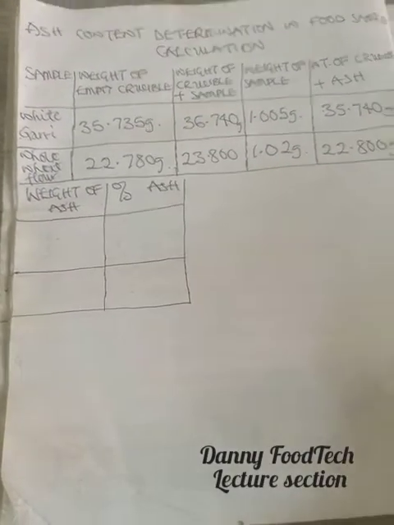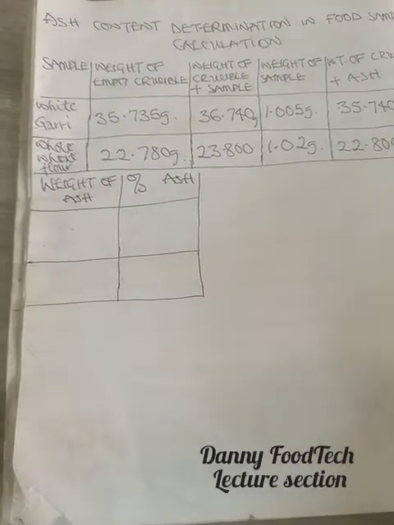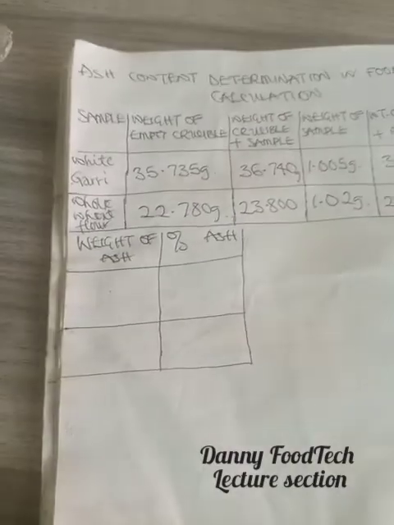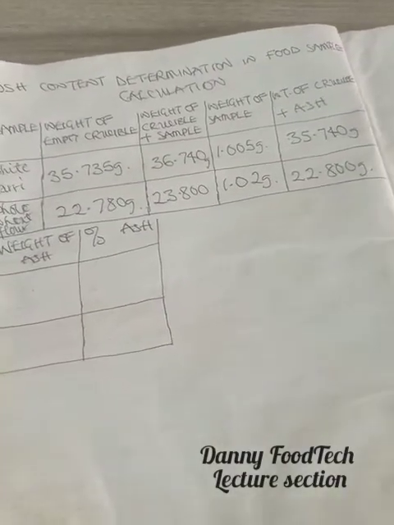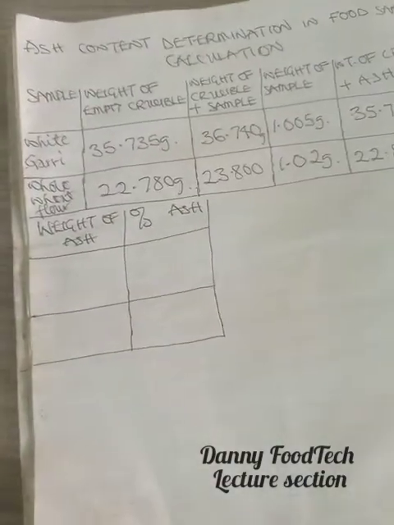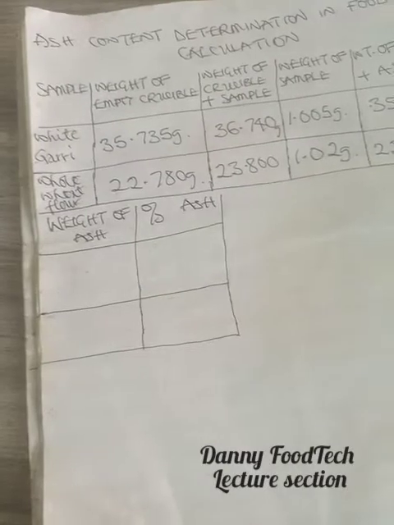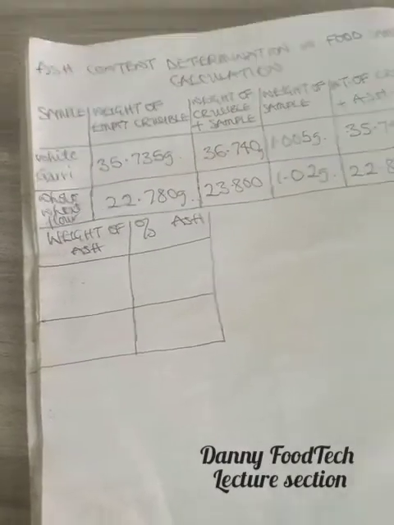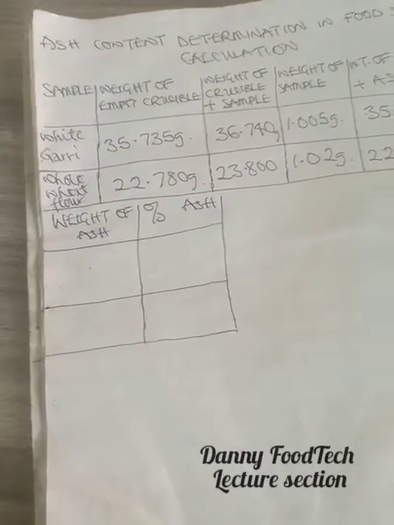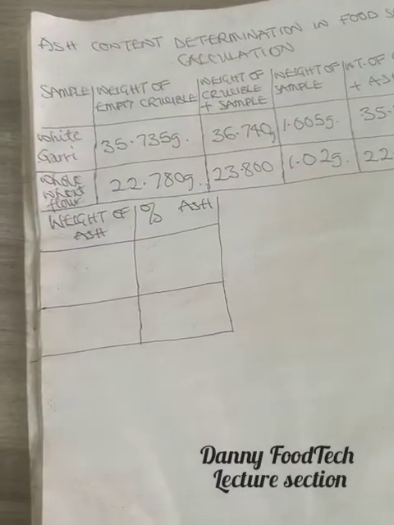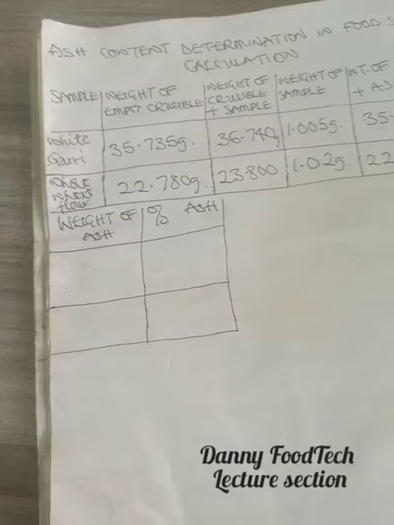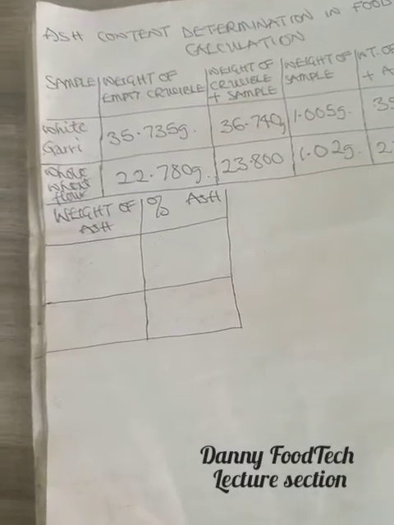In this practical, what are the apparatus that are needed in such an analysis? You need a muffle furnace, an analytical balance, a desiccator, a metal tongue, a porcelain crucible, and a fume cupboard.